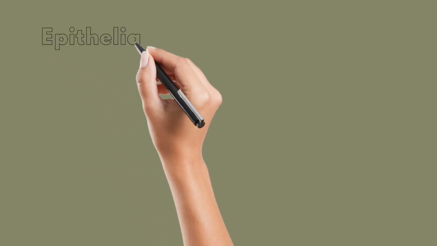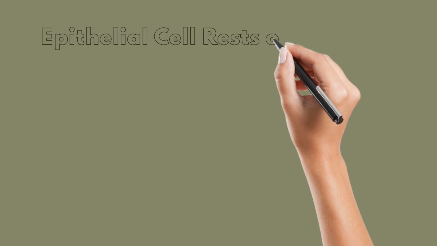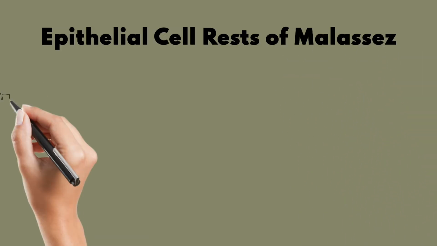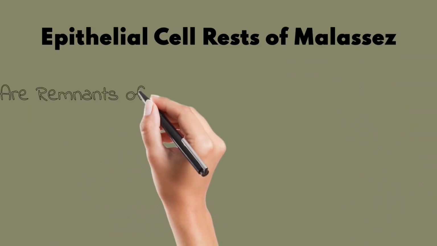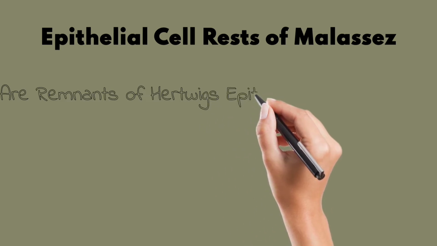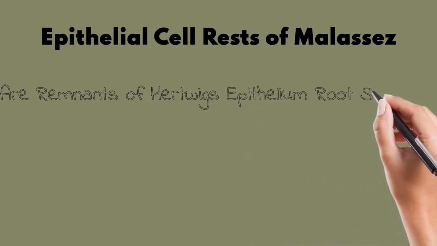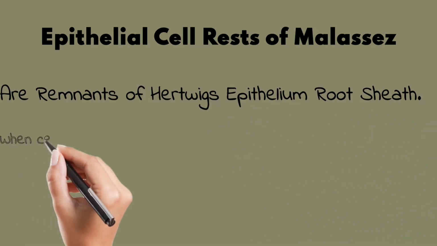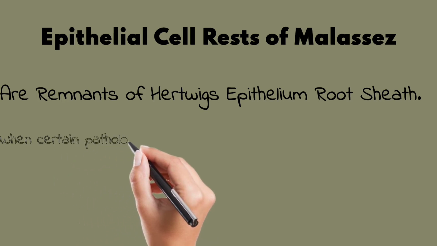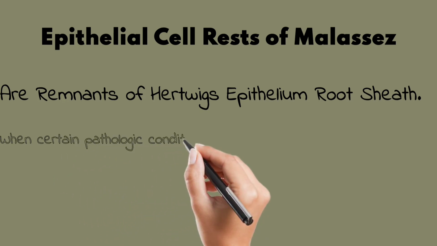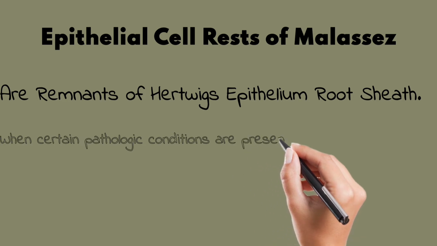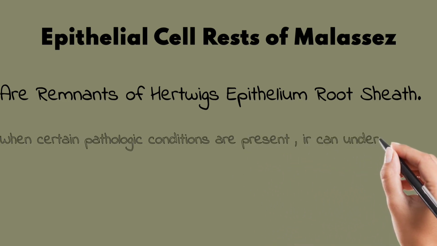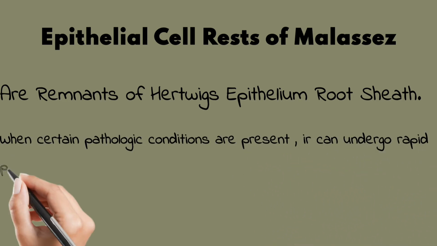Next, we move on to the epithelial cell rests of Malassez. This is also a very important question for the viva. What do you mean by the cell rests of Malassez? These cell rests of Malassez are nothing but the remnants of the Hertwig epithelial root sheath. Don't confuse it with the epithelial cell rests of Serres. The epithelial cell rests of Serres are the remnants of the dental lamina, but the epithelial cell rests of Malassez are the remnants of the Hertwig epithelial root sheath.